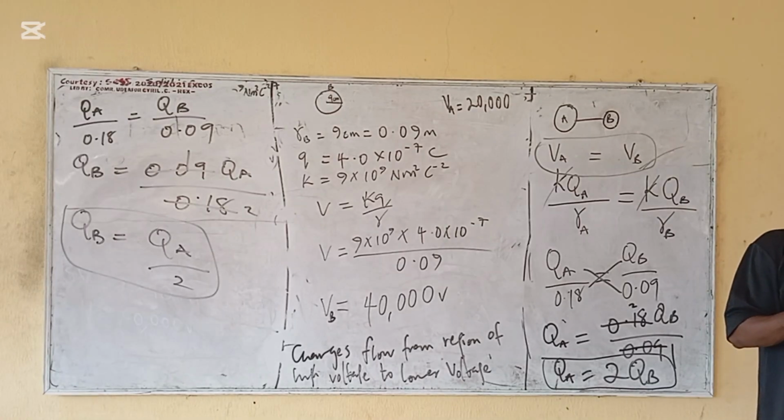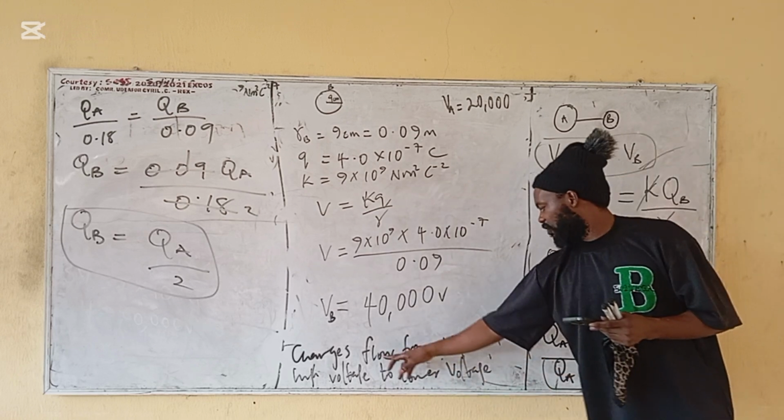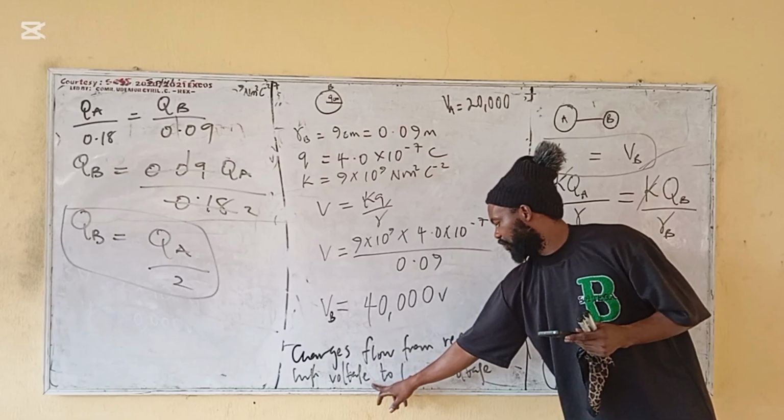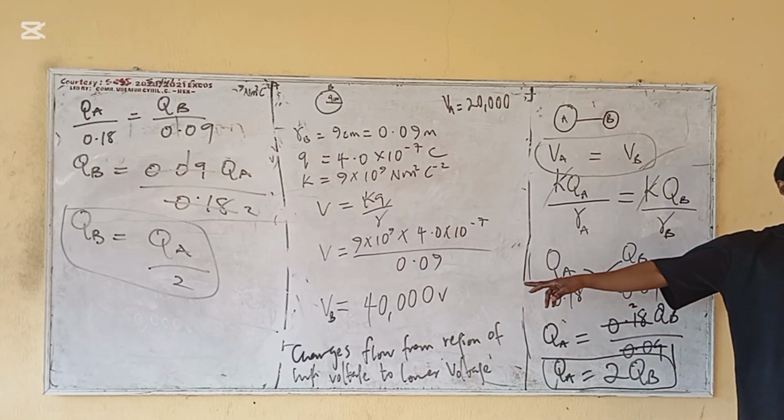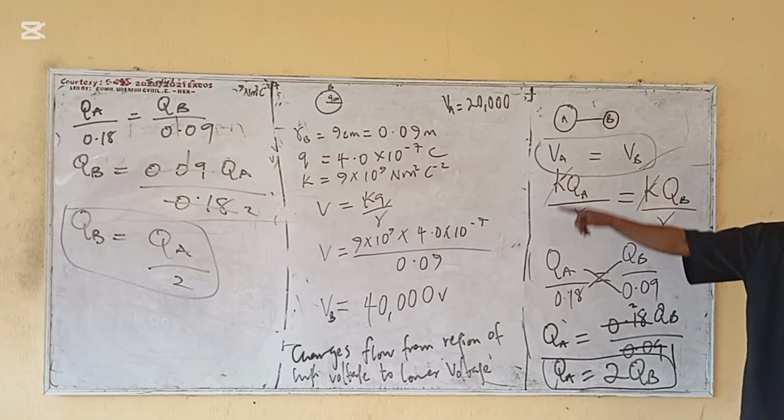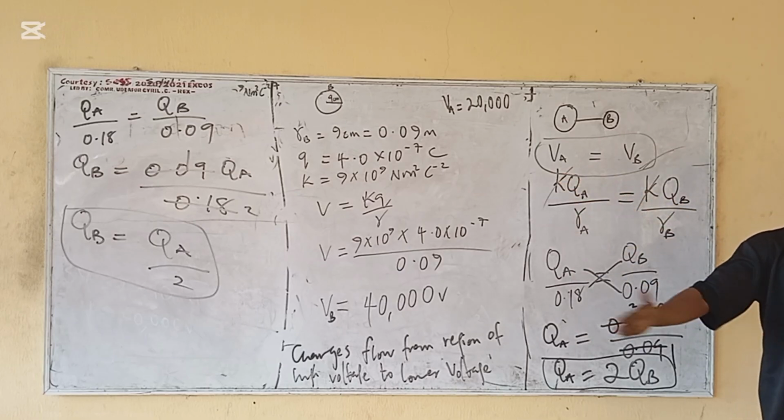Do you know how you remember diffusion? I normally use dilution for it. To dilute something means it is concentrated, and you now dilute from high to low. So another way to think of diffusion is dilution. So what do you say about that charge? I said charges flow from a region of high voltage to lower voltage. So that means it will start from B and move to A, until equilibrium is achieved, then they will be equal.